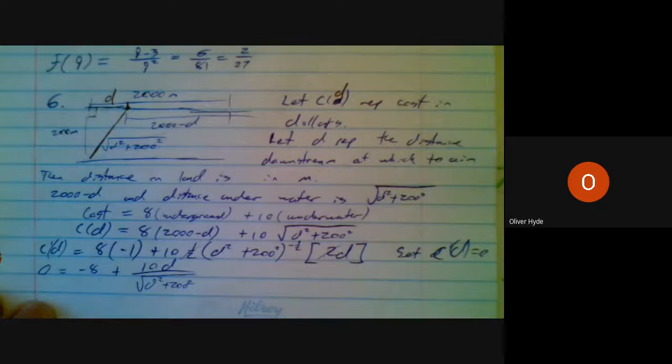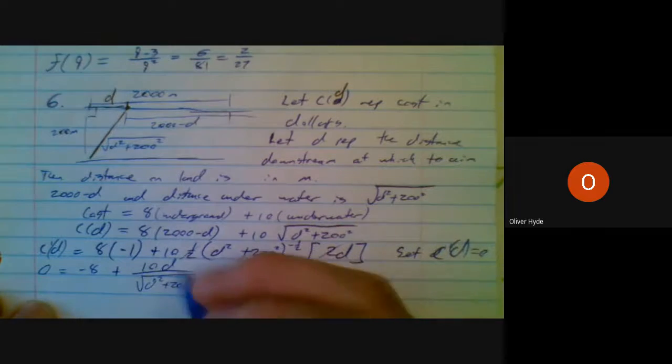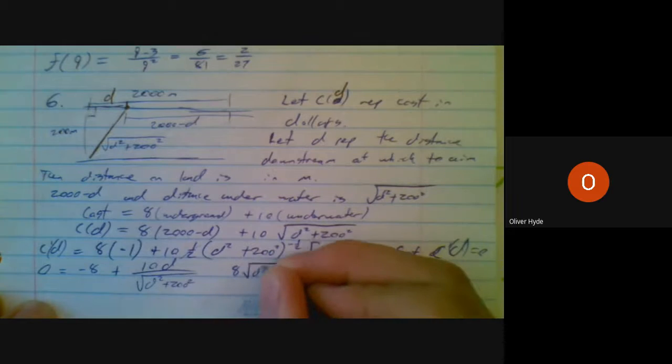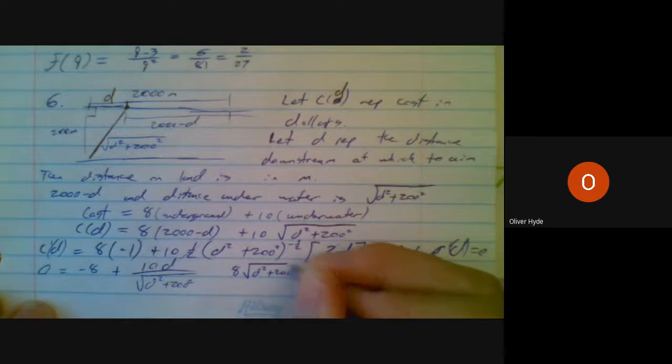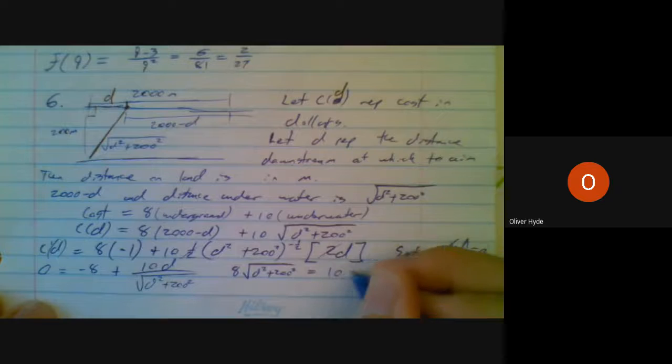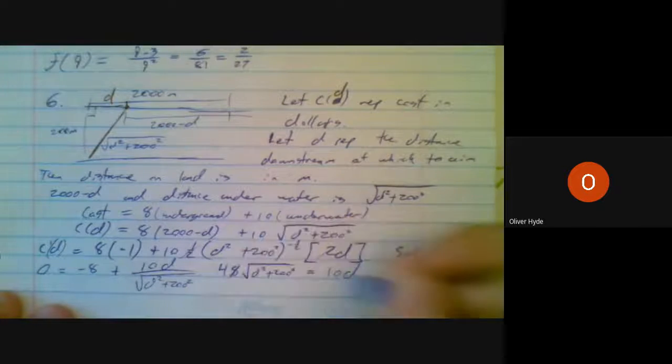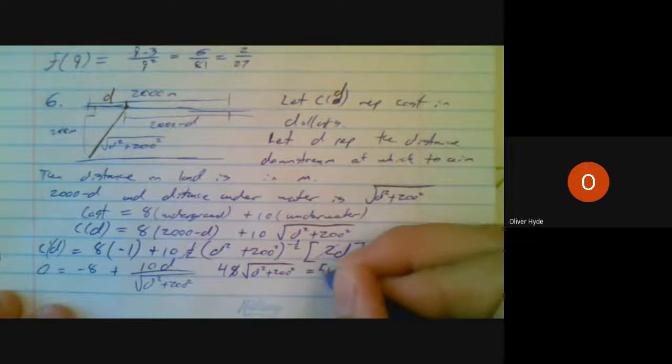Okay. I'm going to add 8 to both sides and multiply both sides by this square root. So that's going to be 8 multiplied by the square root of d squared plus 200 squared equaling 10d. Maybe I should simplify those coefficients. I think I'm going to sneak that in on this step so that I just don't have to show another step.